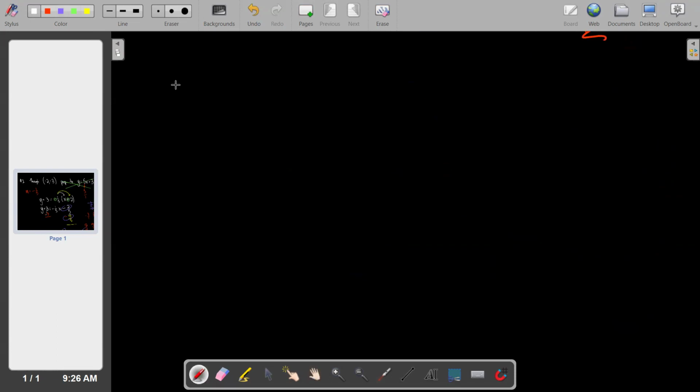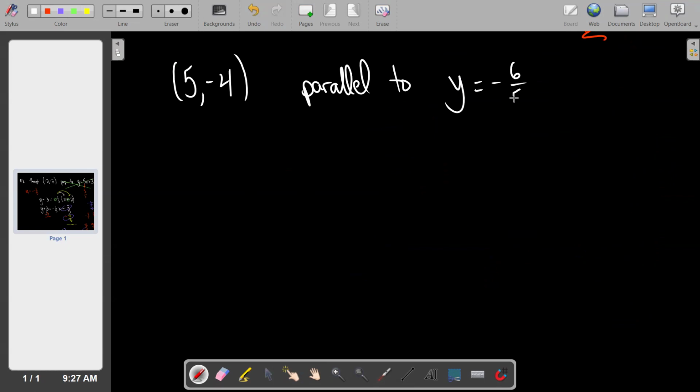So number 3 says we're going to go through this point and we're going to be parallel to this line. And as long as I understand what parallel is all about, I understand that it just means to have the same slope. And so I take this line's slope and I steal it. And what do I do with it? I copy it. I don't change it at all because parallel means keep it the same. Keep it, don't change a thing.